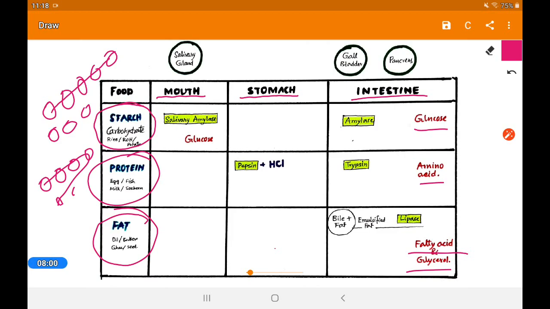Now we will see how the digestion process takes place step by step. When we take food, it goes to the mouth, then enters the stomach, and then ultimately goes to the intestine. What actually happens next, we will see in a table.